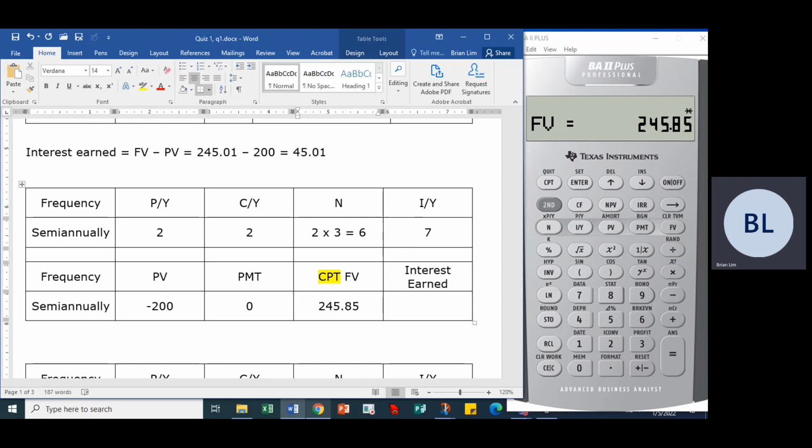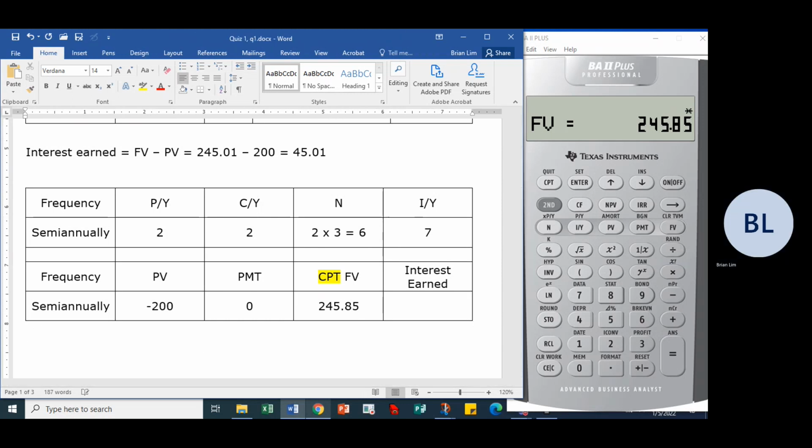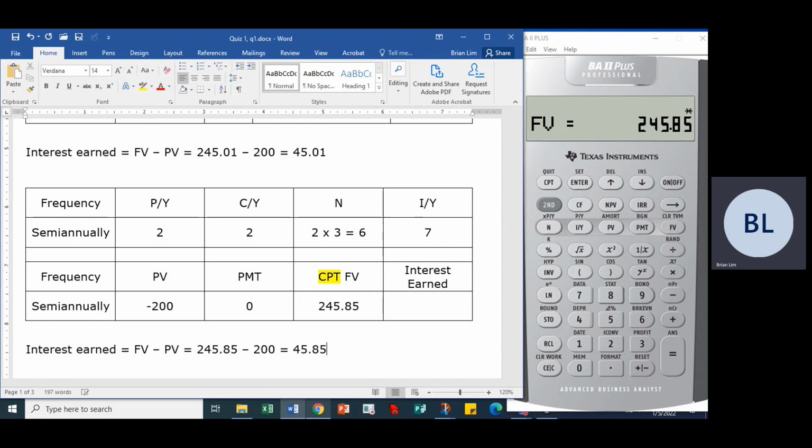All right, so we compute the future value, and it is 245.85. Okay. Now, the interest as we did before, remember it was interest earned. Is equal to what? Well, we take the future value and we subtract the present value. In this case, it's 245.85. Then we subtract 200, and that would give us 45.85.